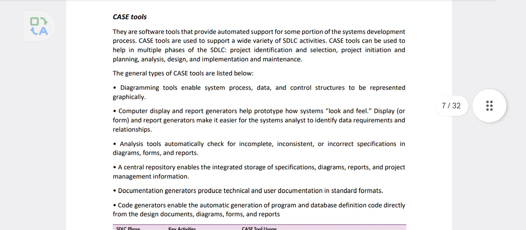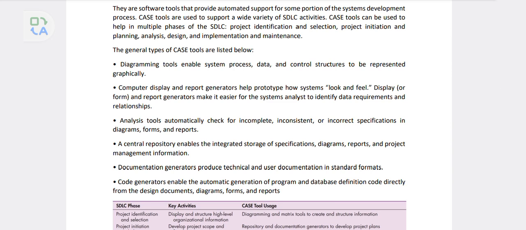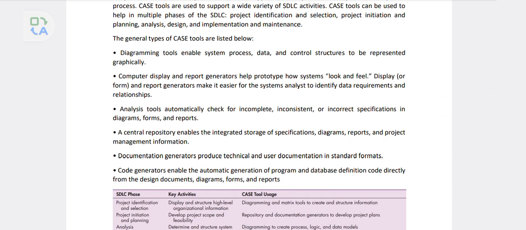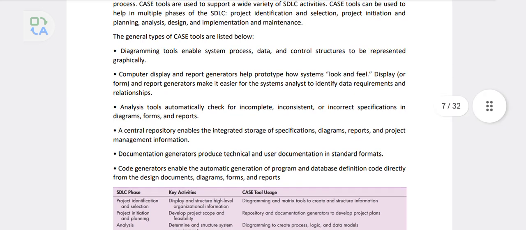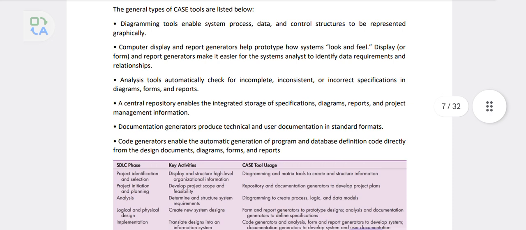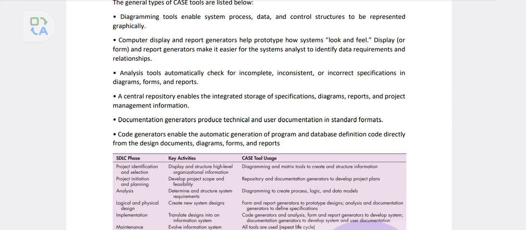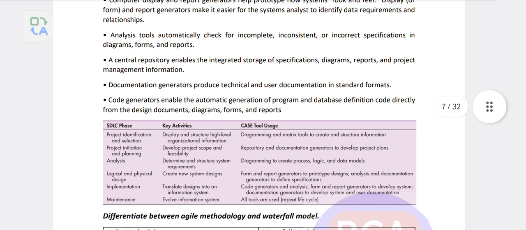Display form analysis tools automatically check for incomplete, inconsistent, and incorrect specifications in a diagram form. A central repository enables the integrated system specification, diagram, report, and project management information. A documentation generator produces the technical and user documentation in the standard format. Code generators enable the automatic generation of programs in the database.